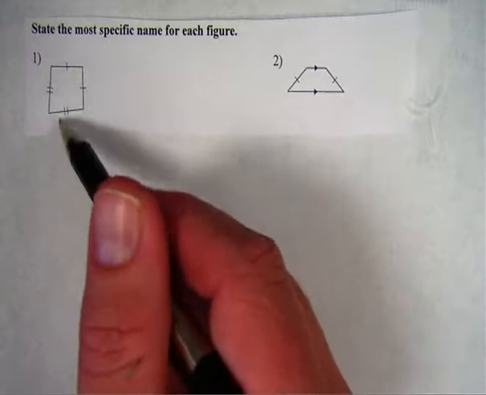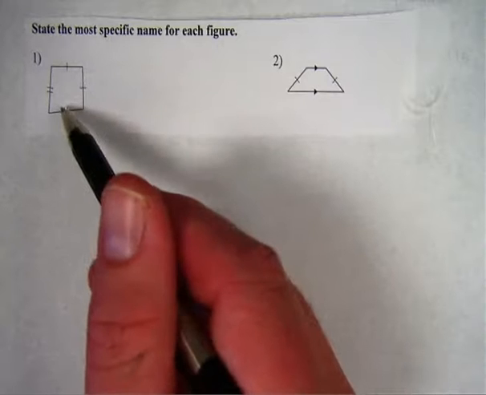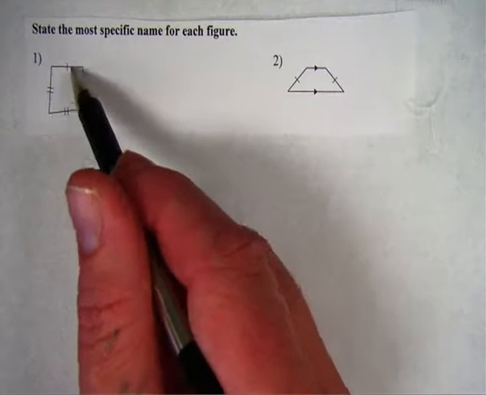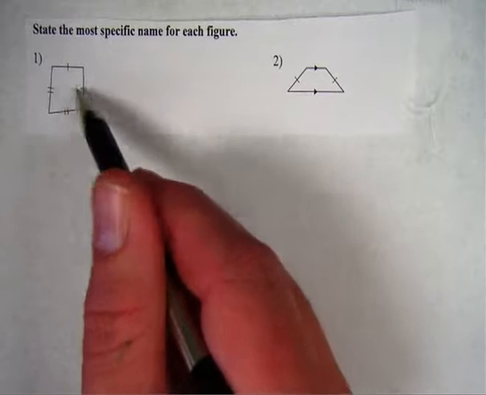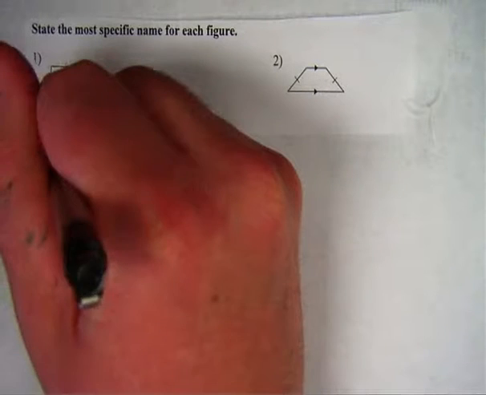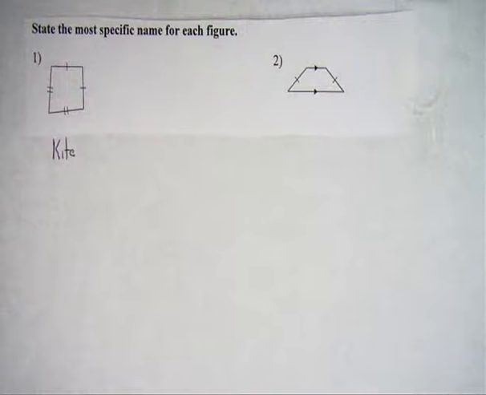For a trapezoid, we need to know that a pair of opposite sides is parallel. We don't have any of that information here, but we do see that consecutive sides are congruent and that no opposite sides are congruent. So we can very safely say that number one would be a kite. Literally as simple as that.